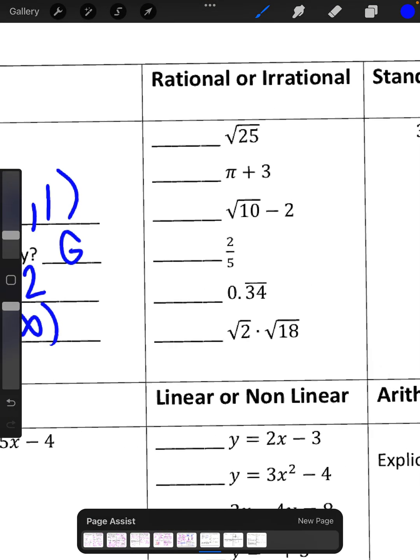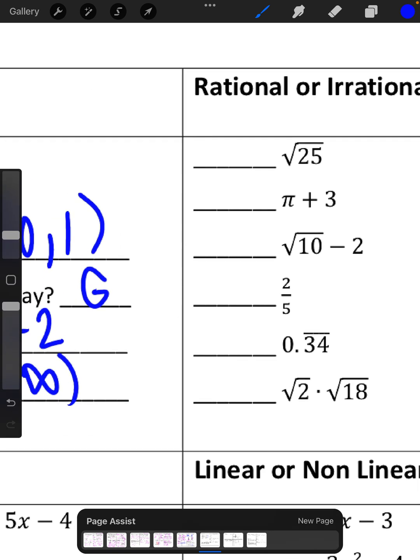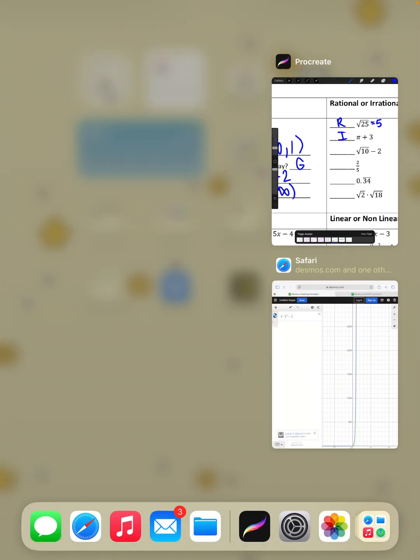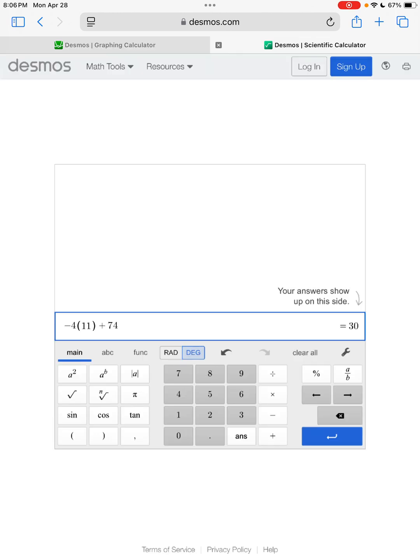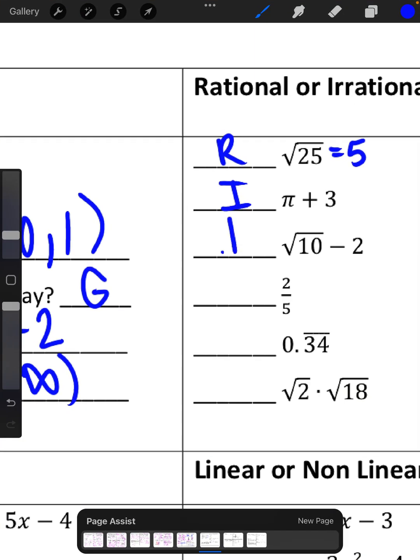All right. So then moving on to rational or irrational. The square root of 25 is 5, so I know that that one is rational because it's a perfect square. Pi plus 3 is going to be irrational because anytime you have pi plus something, it's going to be irrational because pi is irrational. The square root of 10 minus 2, let's go ahead and open up the scientific calculator for this one. So the square root of 10, which is irrational because it's a non-perfect square, minus 2, and that's going to give me an irrational number.